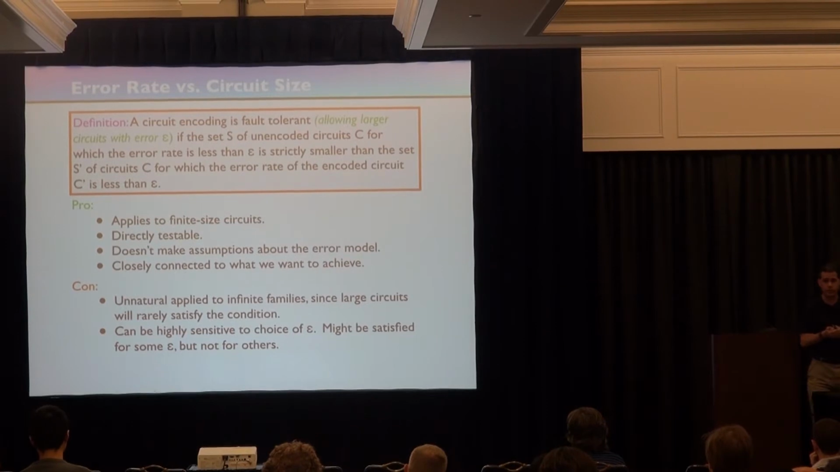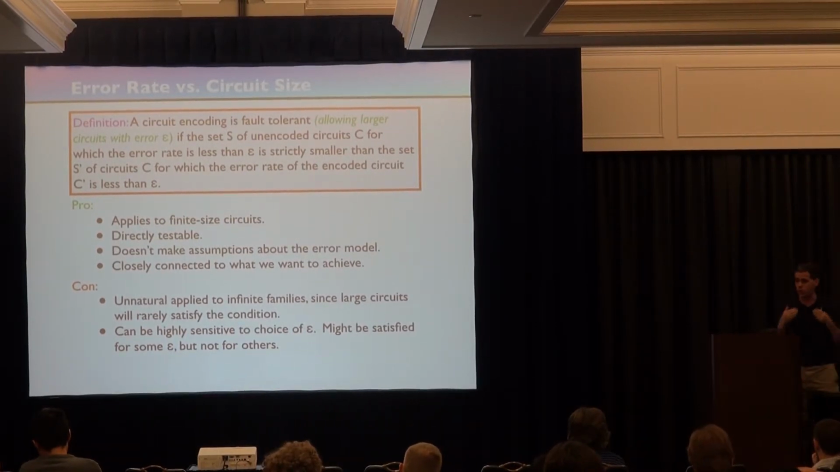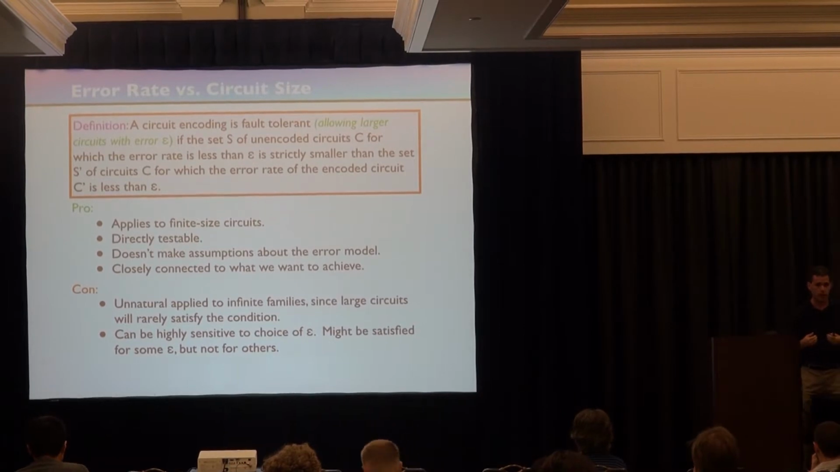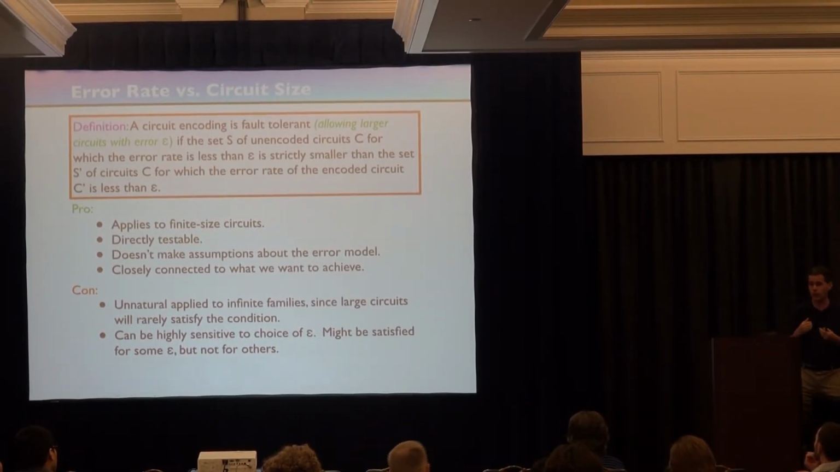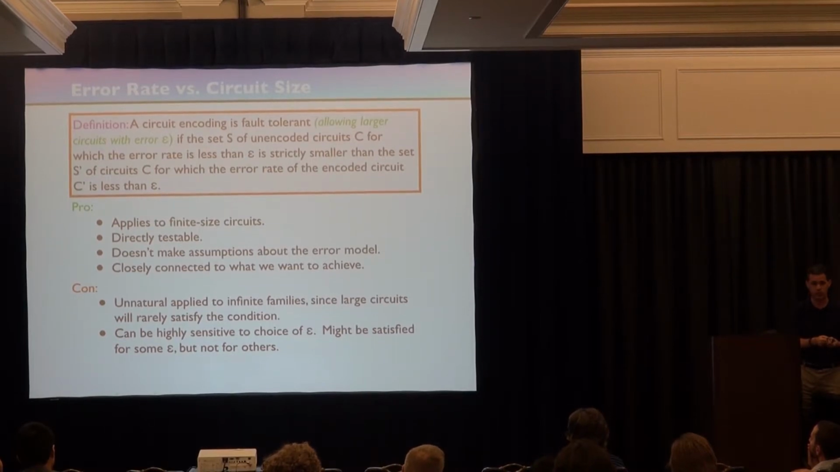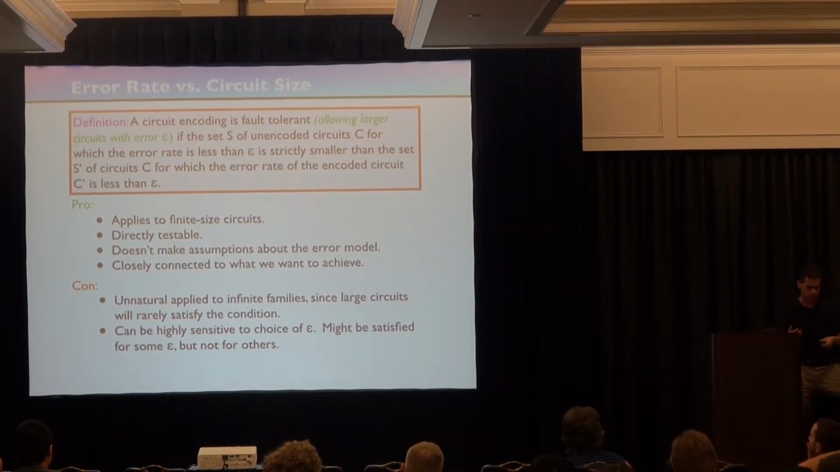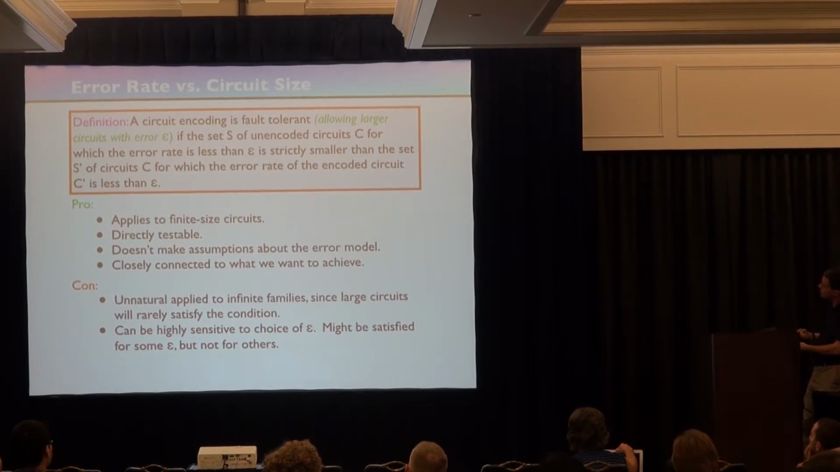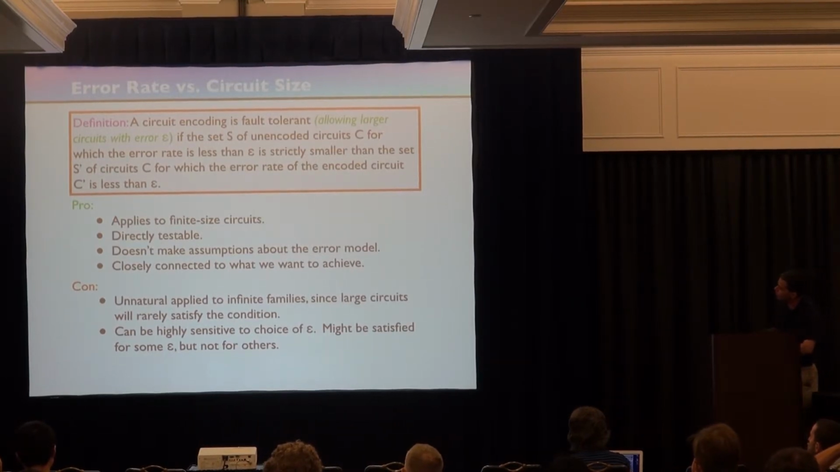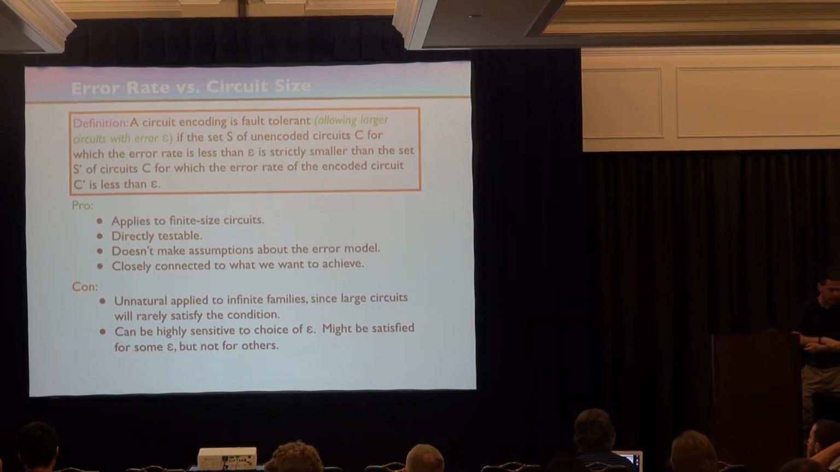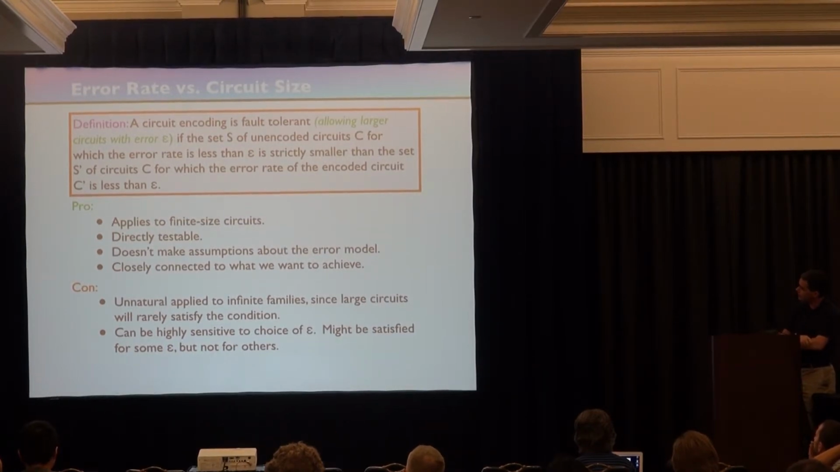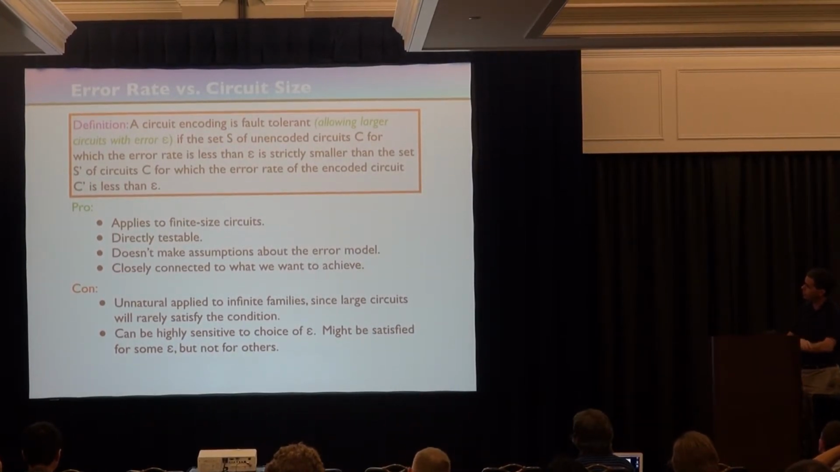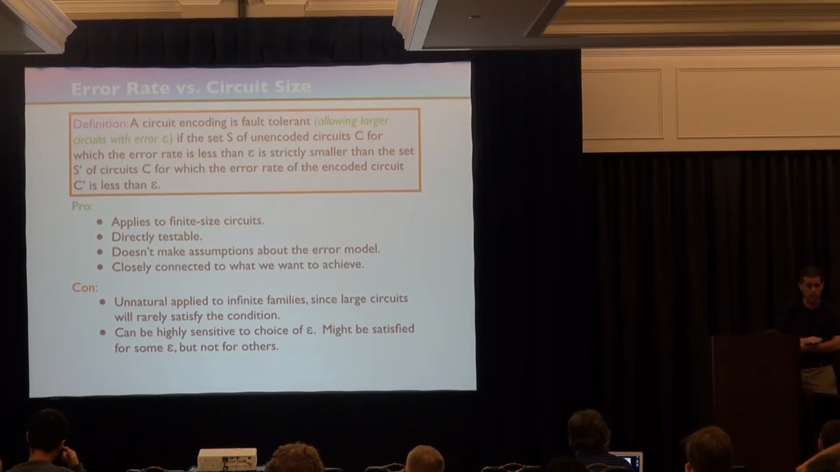Okay, so moving on. Let's think a little bit more deeply about what we really want out of a fault-tolerant protocol. And what we really want is to be able to do some circuits that we couldn't do before with a limited error rate. And so let's codify that into a definition. We're going to say that a circuit encoding is fault-tolerant, allowing larger circuits, if the set of unencoded circuits that have an error rate less than epsilon is strictly smaller than the set of encoded circuits that have an error rate less than epsilon.